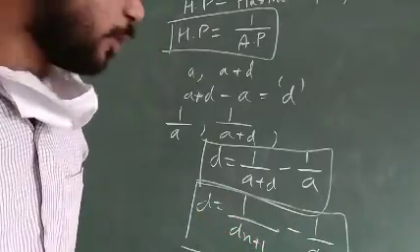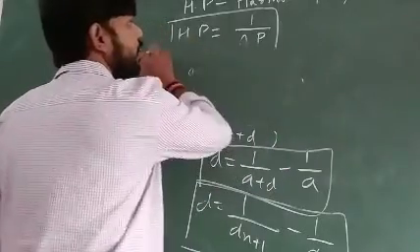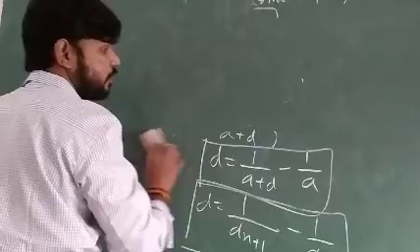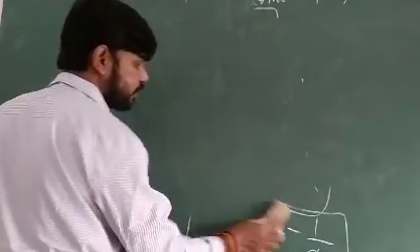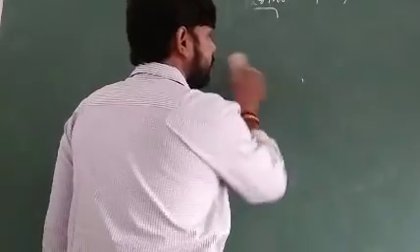Similarly, all the other formulas of AP, such as the Tn term formula, the Sn term formula, and the rest of the formulas, are all valid for the HP, harmonic progression. But the thing you have to remember is that you have to take the reciprocal of all the terms.